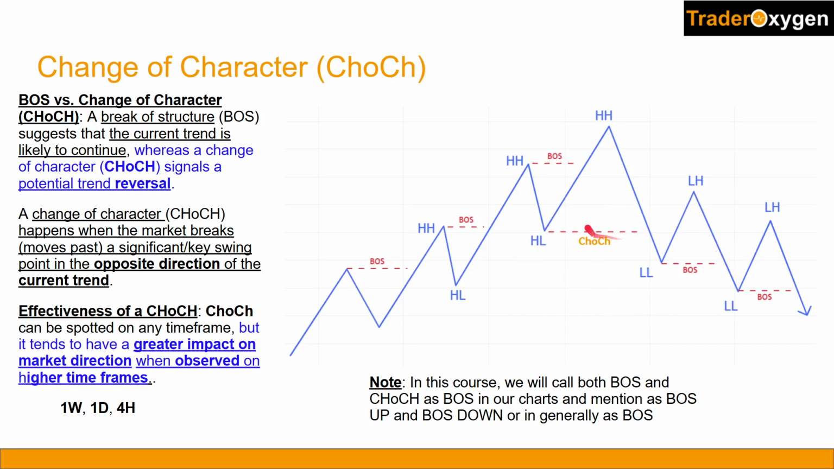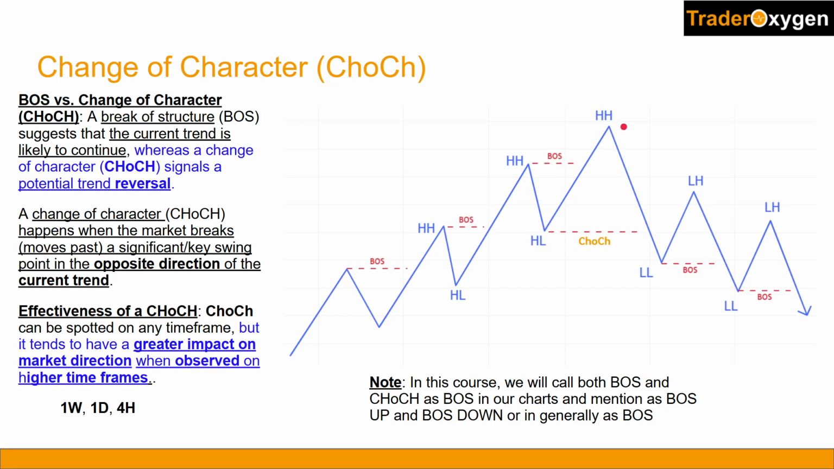So how do you identify a change of character? A change of character happens when the market breaks a significant swing point in the opposite direction of the current trend. We just explained what significant swing points are, right? So this is a significant swing point. Why? Because it made this break of structure.